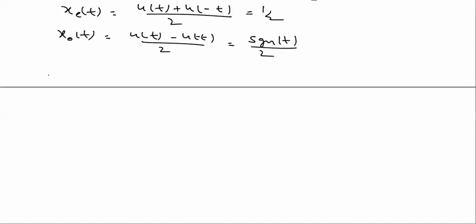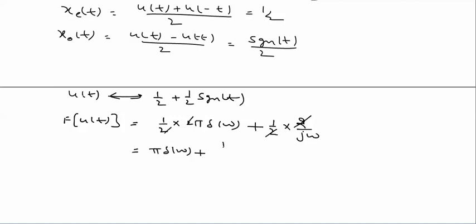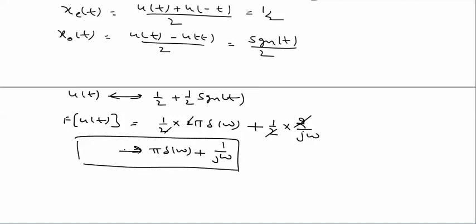Now we take the Fourier transform of both sides: half plus half signum t. The Fourier transform of u(t) is denoted by half times the transform of 1, which is 2 pi delta omega, plus half times the transform of signum, which is 2 upon j omega. So it is pi delta omega plus 1 upon j omega. This is the Fourier transform of the unit step.